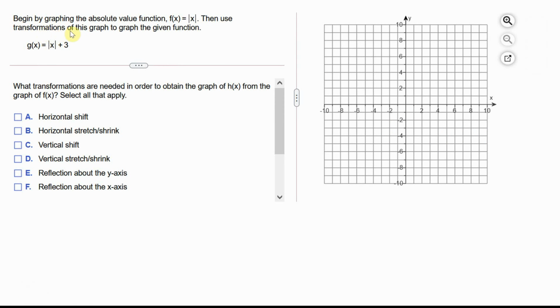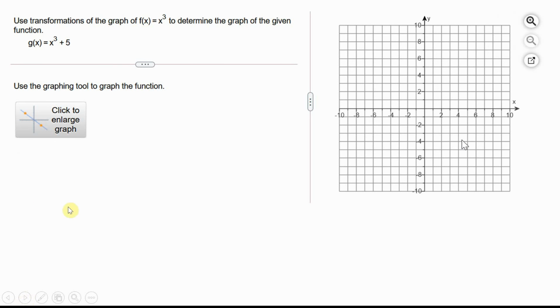All right, begin by graphing the absolute value of x. Remember, that's that V shape. So if it's plus 3, that's just shifting up 3 on that one. And so that's a vertical shift, right? So this is that S shape graph. And then plus 5 is a vertical shift up 5.